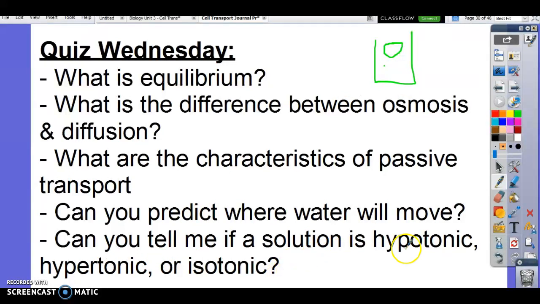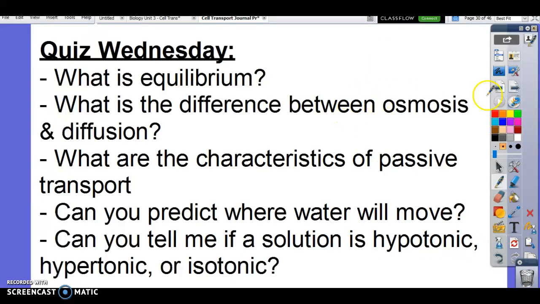And then can you tell me if a solution is hypotonic, hypertonic, or isotonic? So if my water is moving into the cell, what's my solution going to be? Think about it. It's moving into the cell. What's going to happen to the size of the cell? It's going to get bigger. And if it's going to get bigger, what kind of solution is it? It's a hypotonic solution, because remember, the cell's getting big like a hippo. Hypotonic hippo, okay? Isotonic means it stays the same. Hypertonic causes the cell to shrink.